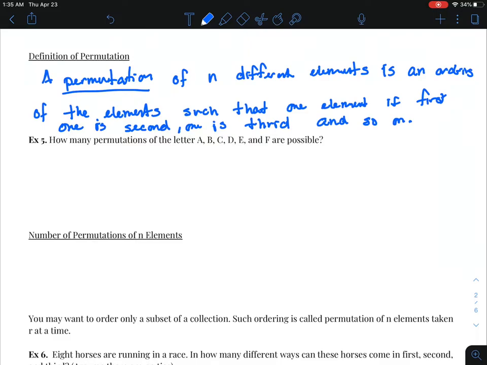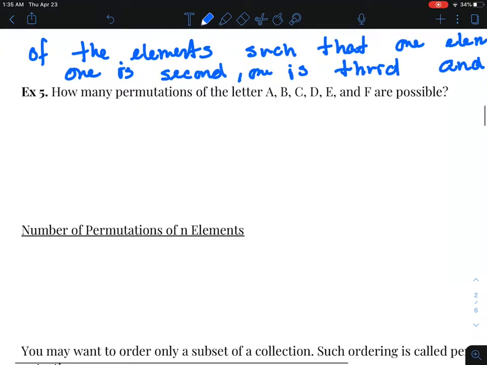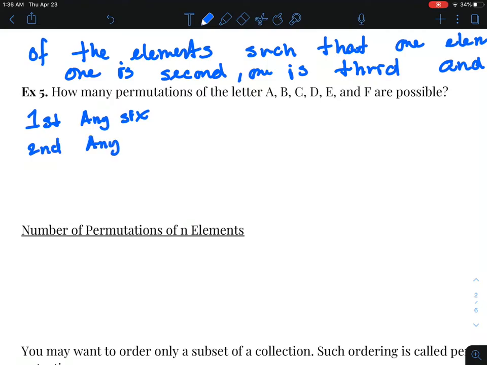So it says right here, how many permutations of the letters A, B, C, D, E, and F are possible? If we were to break this down, we're talking about the first one. The first letter is any of the six. Second, any of the five left, because we pulled one out. It's basically like we're not replacing the letter again.